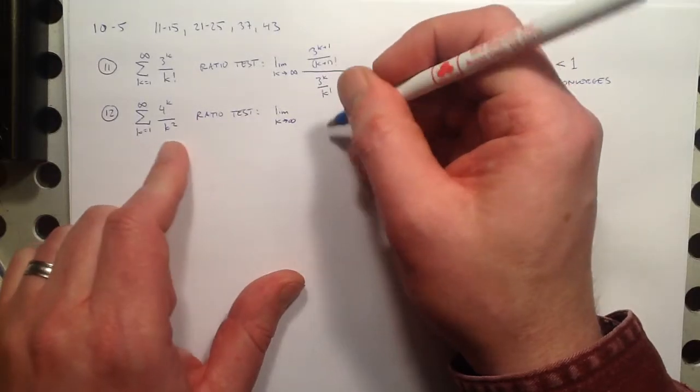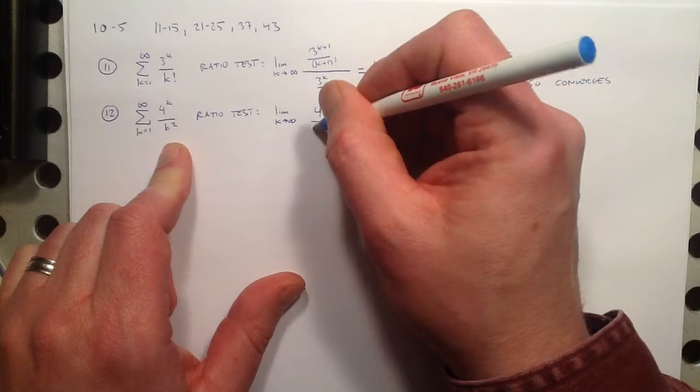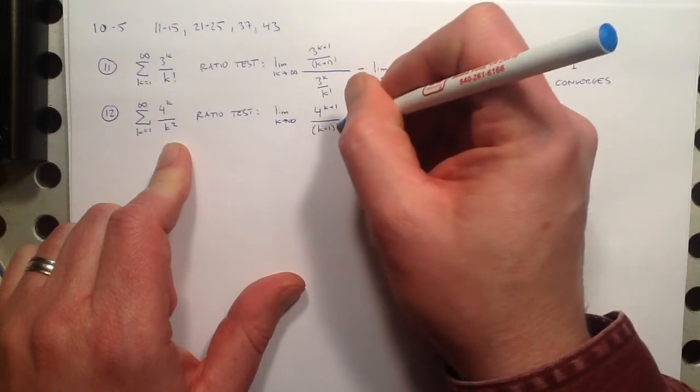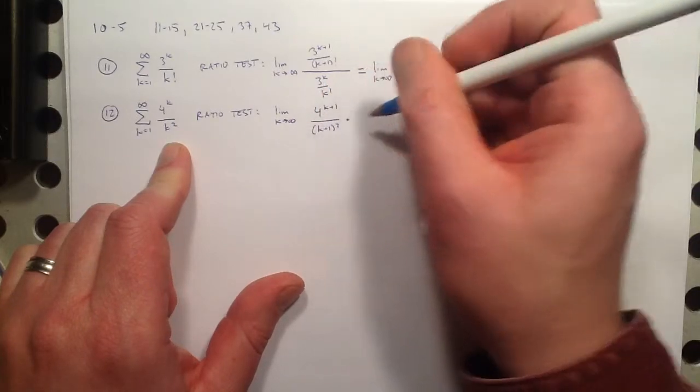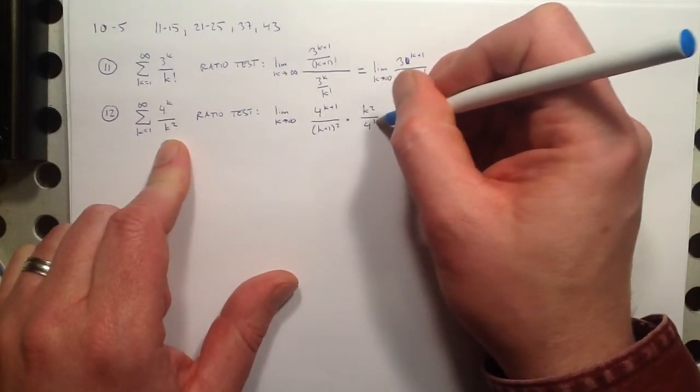So 4 to the k plus 1 over k plus 1 squared divided by, which is the same as multiplying by the reciprocal of this, the k term.